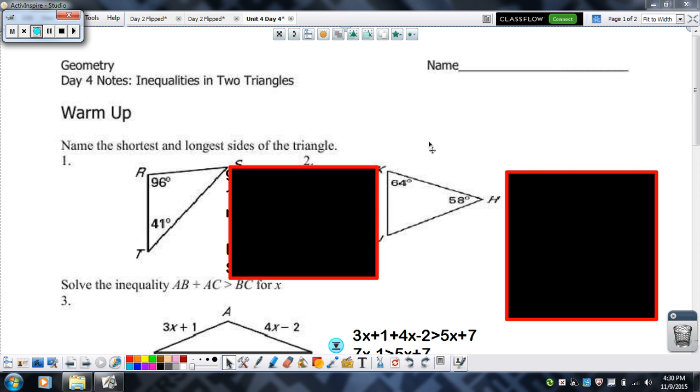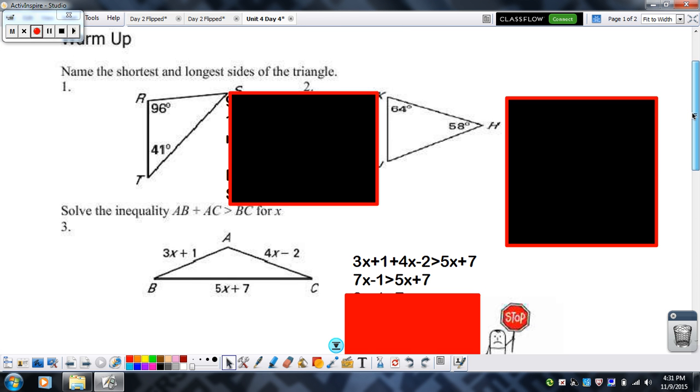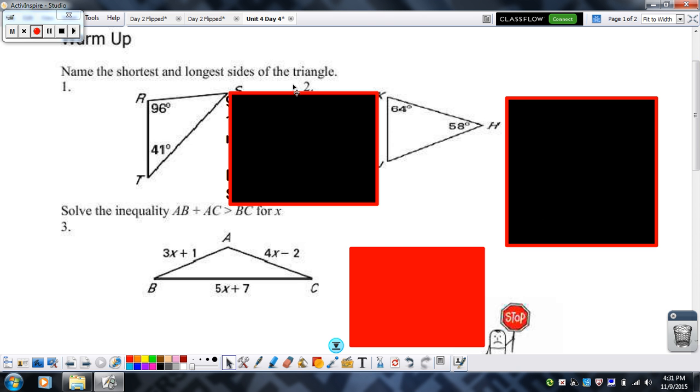Good evening and welcome to the Day 4 Intro to Triangles notes, also called the Inequalities in Two Triangles or the Hinge Theorem notes. Please start by doing the warm-up, pause the video to do that, and then try the problems on your own. Hit play to begin again.